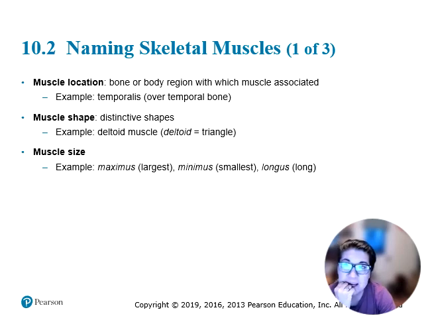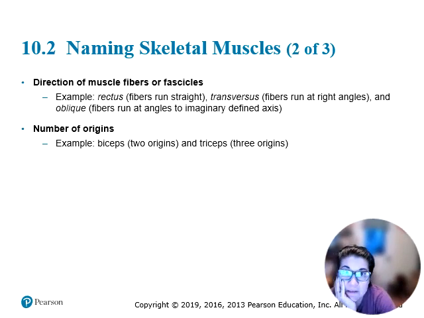Okay, to name the muscles, some things that help you know the name are muscle location, like temporalis, which is over your temporal bone right here. The muscle shape: the reason deltoid is called a deltoid is because a delta is a triangle, and since there are 3 parts to a deltoid, that's the deltoid. And then the size, like gluteus maximus, gluteus minimus, teres longus, etc. The direction also, you can figure out the names from that.